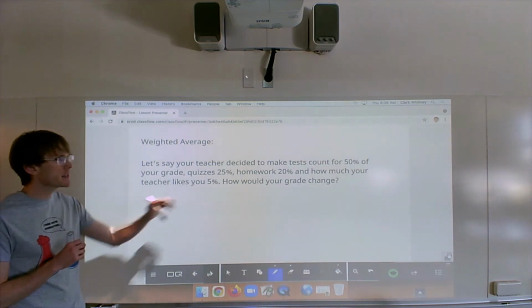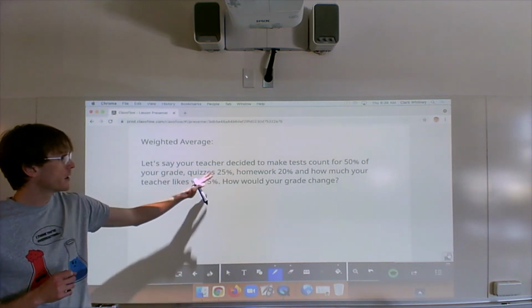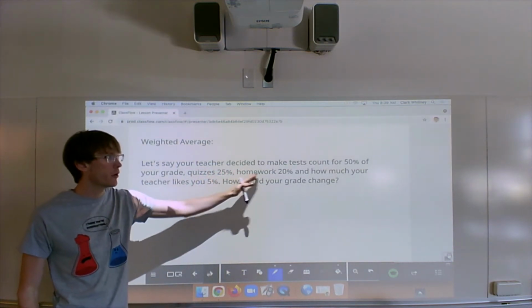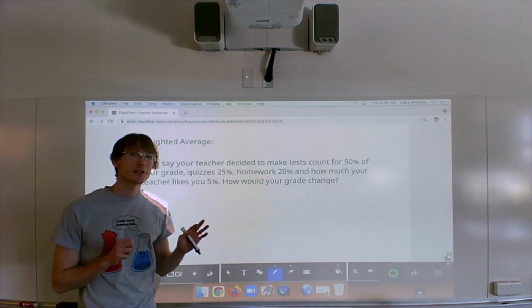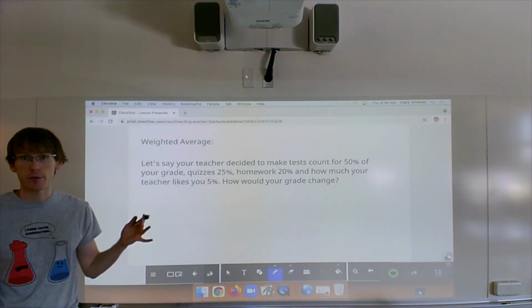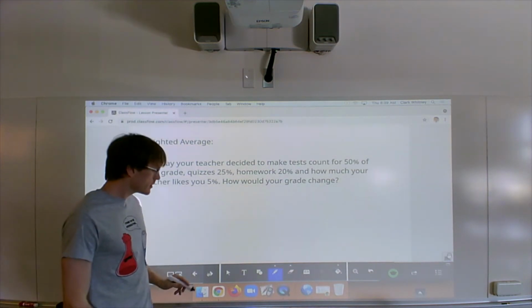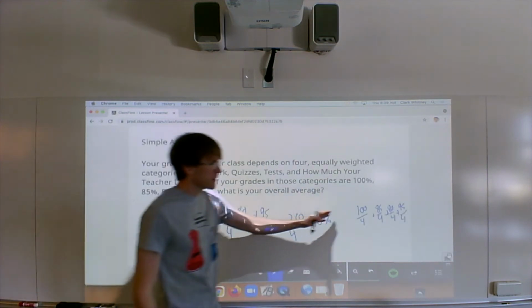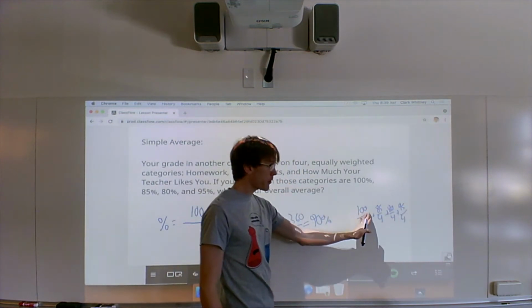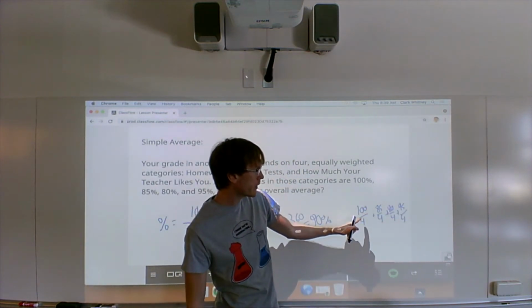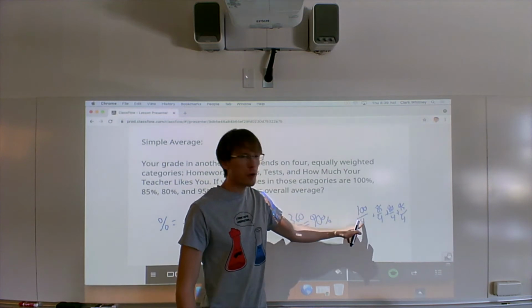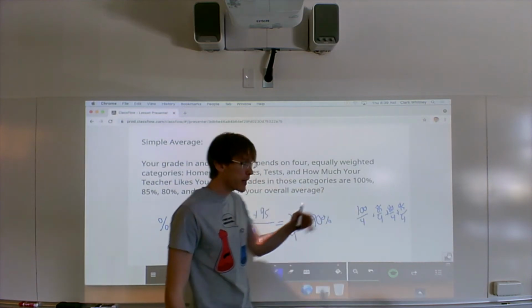Because let's just say that the test counted for 50% of your grade, the quiz is 25% of your grade, homework 20, and how much your teacher likes you is only going to be worth 5% of your grade. Well, if that's true, what we can do is take essentially this way of approaching it, but modify it. What if the 100% that you had weren't a quarter of your grade? What if it were something else?